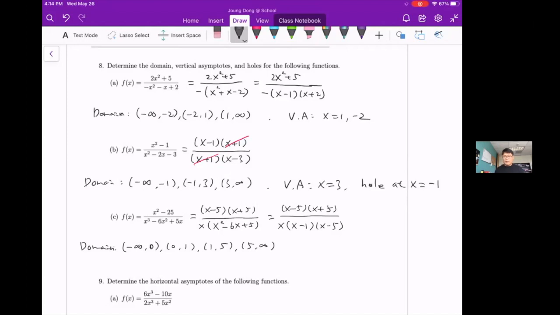So look at that. We have three undefined points, right? 0, 1, and 5. But 5, which is the x minus 5 factor, can be canceled out with the numerator, which means that it is not a vertical asymptote, but it is a hole. So here we go. Your vertical asymptotes are x equal to 0 and 1 only. Then we know the hole is at x equal to 5. Again, we will discuss how we can find the y component of the hole in a calculus course.